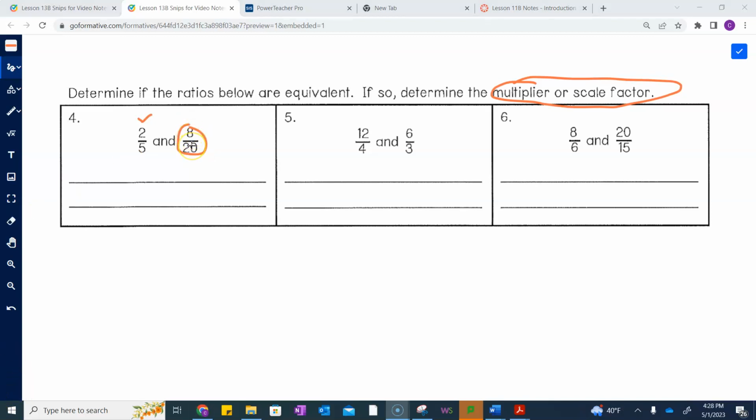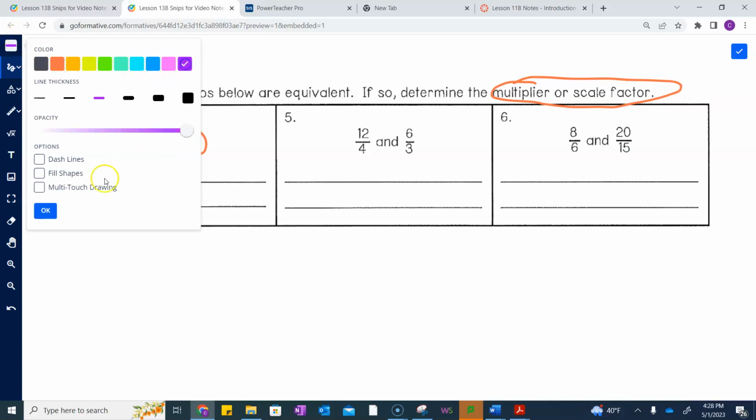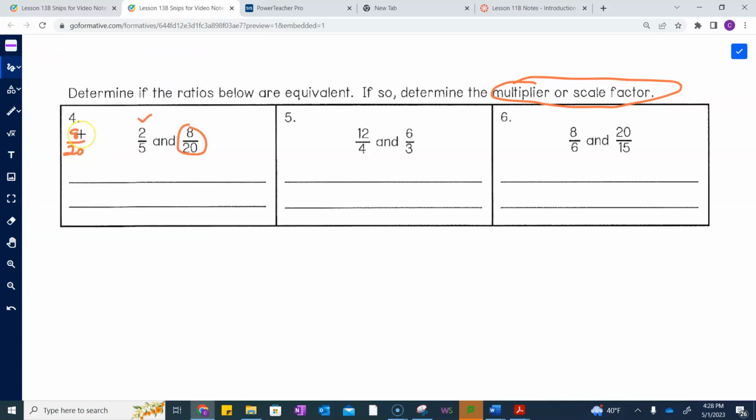If 8/20 was in lowest terms, I would be able to tell that these were not equal. But 8/20 is not in lowest terms, so I have to do some work to see if they're equal or not. So I'm just going to write 8/20 off to the side, and I'm going to reduce it. 8 and 20 have a common factor of 4. That's the GCF for an 8 and a 20.